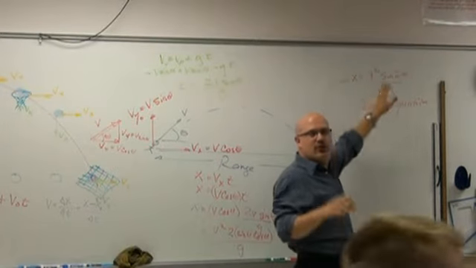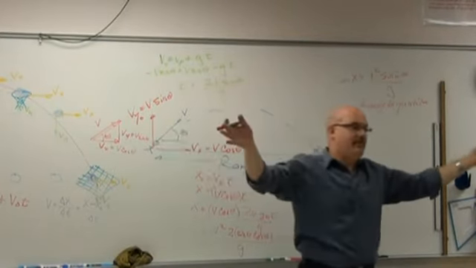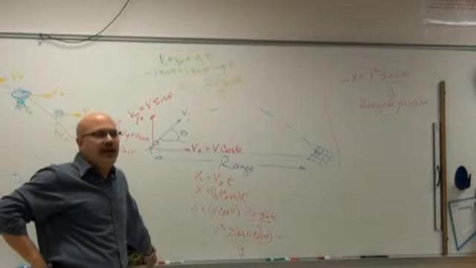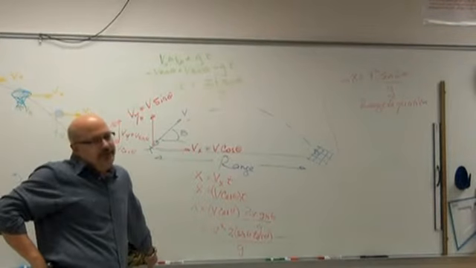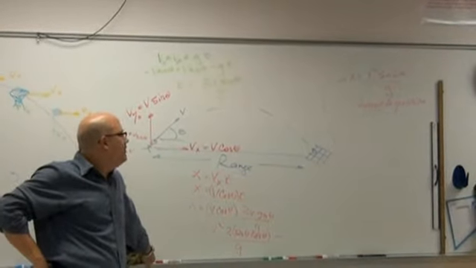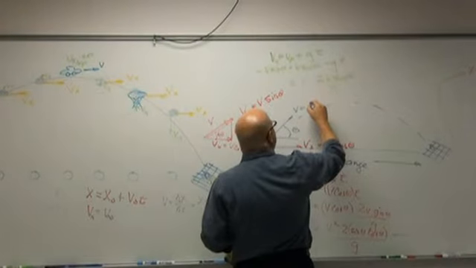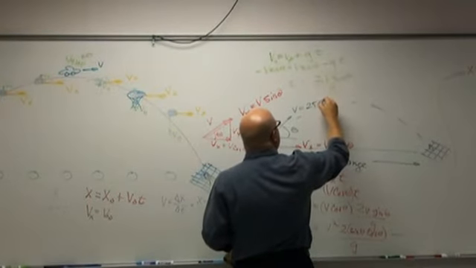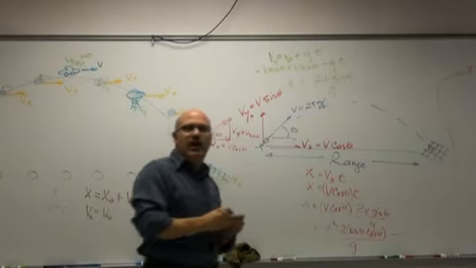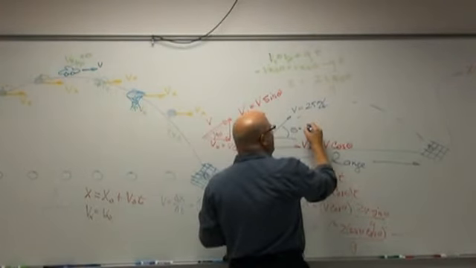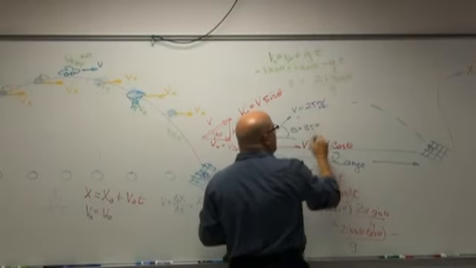All right. So this is only good for a range problem. That's it. When it comes in handy, it's awesome because it saves you a lot of work, but it's only good for that one type of problem. So here's what I want you to do. I'm going to give you some numbers for this problem. You're launching at 25 meters per second. Oh, by the way, let's say theta is 35 degrees.